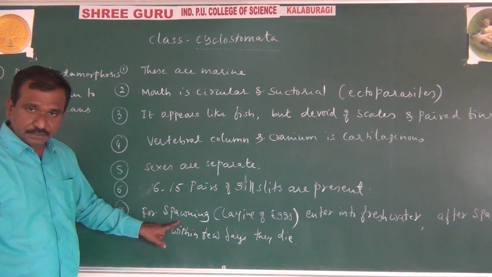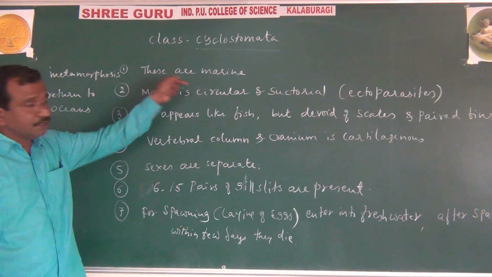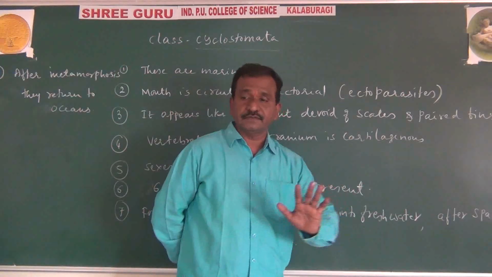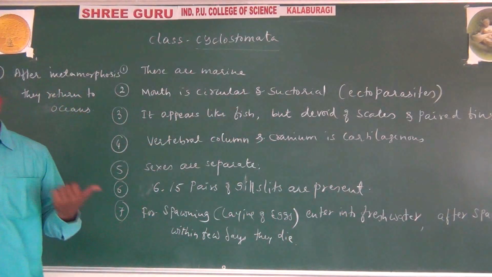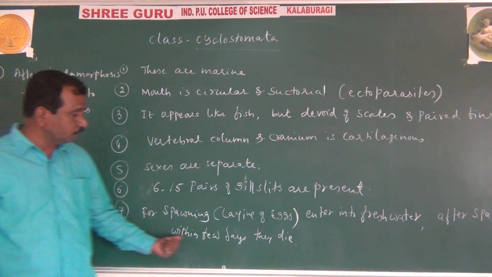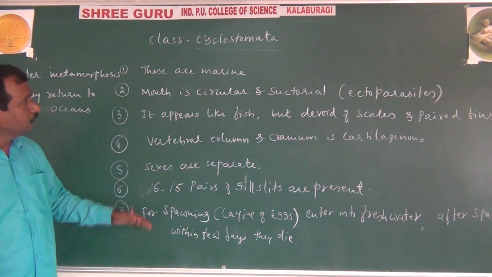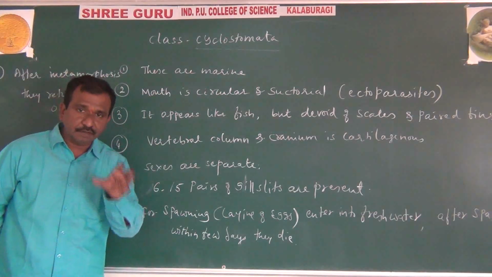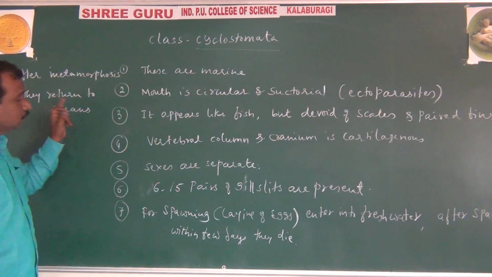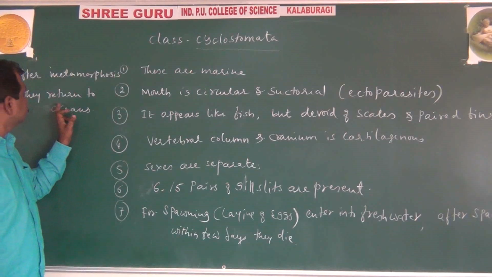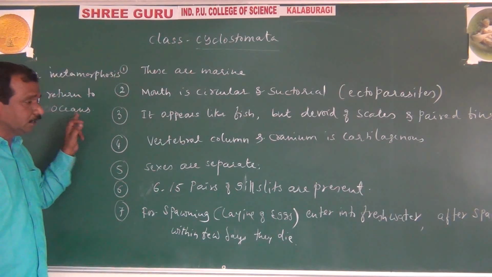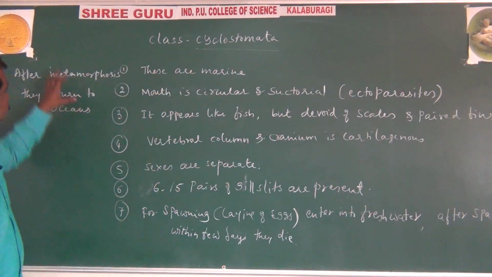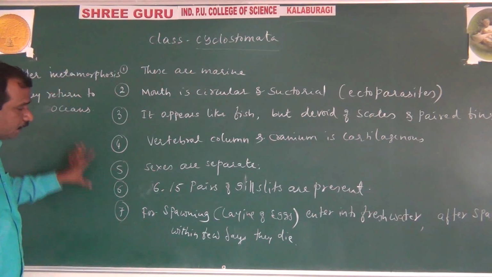So for spawning, during the time of laying the eggs, marine forms of the fishes enter into the fresh water, and after laying the eggs, within a few days they die. In this way, we are saying it as a cyclostomes character. After metamorphosis, the larval stage changes into the adult and they return to the oceans. So the eighth character we have completed.